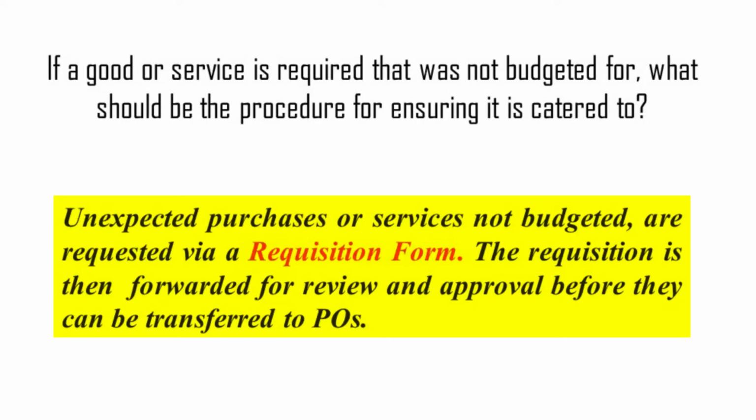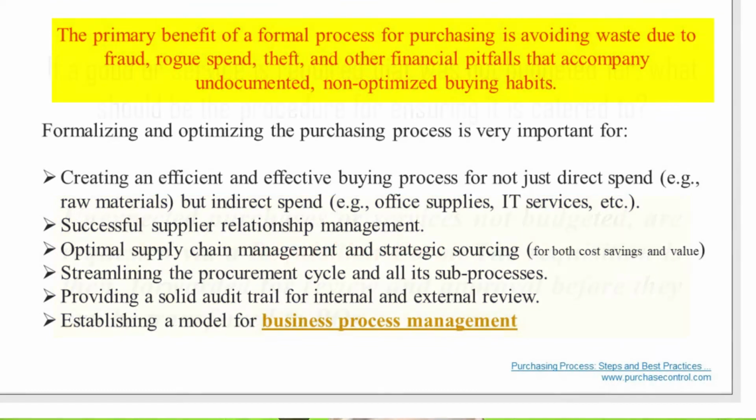Unexpected purchases or services not budgeted are requested via requisition form, and that is correct. The requisition is then forwarded for review and approval before they can be transferred to the POs or purchase orders. The primary benefit of a formal process for purchasing is avoiding waste due to fraud, rogue spend, theft, and other financial pitfalls that accompany undocumented, non-optimized buying habits.